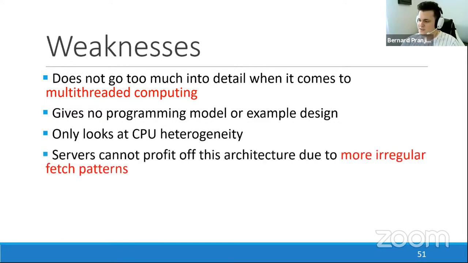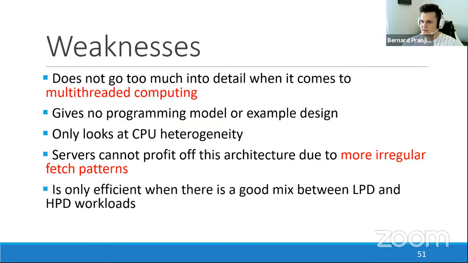Then servers, they cannot profit from this architecture due to more irregular fetch patterns. And I think besides mobile platforms, servers are a very good candidate for energy efficient processors, because they are causing the problems, not home PCs, but the servers. So it's kind of unlucky that it's not as efficient for servers.